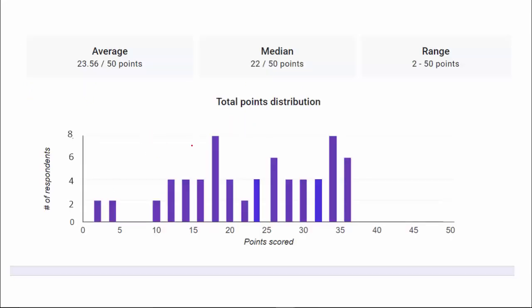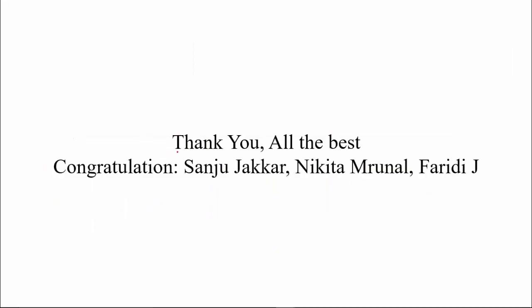So this is the mark distribution that I got. From Craving and team, I would like to congratulate Sanju Jakkar, Nikita Mrunal and Faridi for topping in the mock test. The topper has scored 36 out of 50 marks. Keep taking the mock test such that it will build your confidence within you.